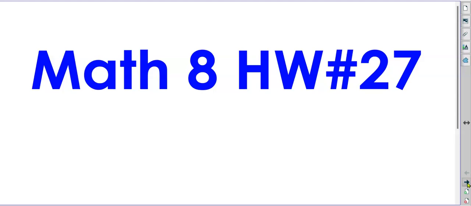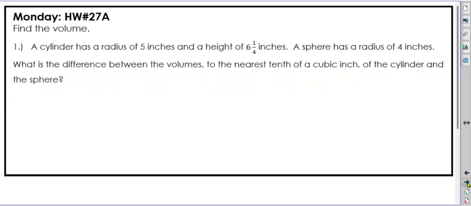Let's get started on homework number 27. The first question is about finding the volume. A cylinder has a radius of 5 inches and a height of 6 1/4 inches. A cylinder has a volume formula of pi times r squared times h.